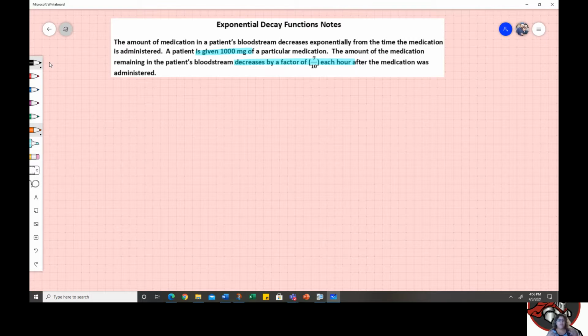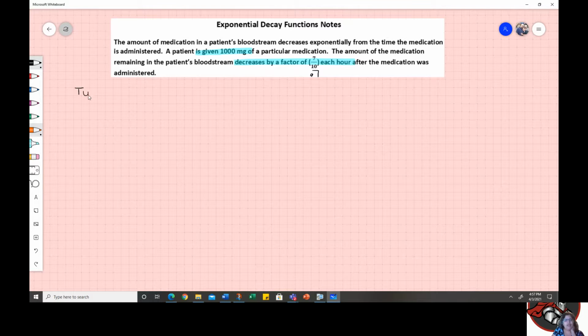Just for the purposes of being able to do the multiplying a little easier, we're going to put this in the calculator. 7/10 is a nice decimal. It's a terminating decimal, so it's actually 0.7. And that's what we're going to use as we're finding values for our table and for our equation. So let's start out with the table.